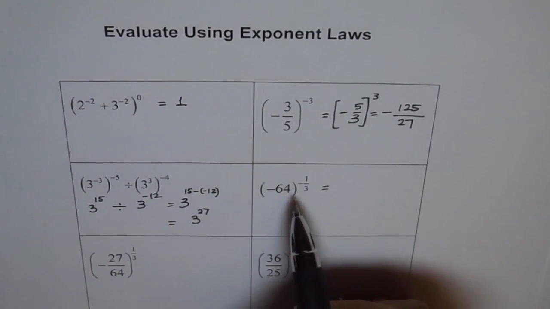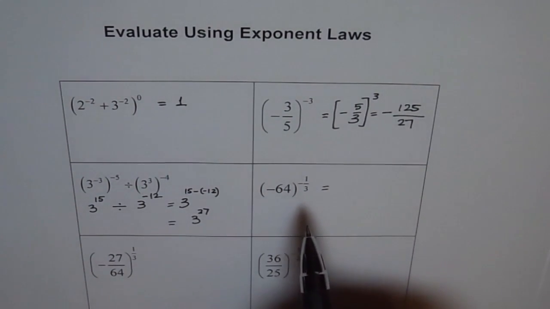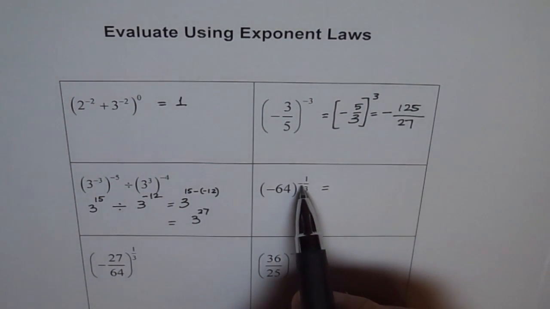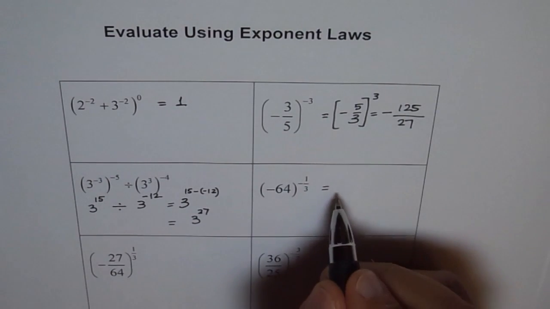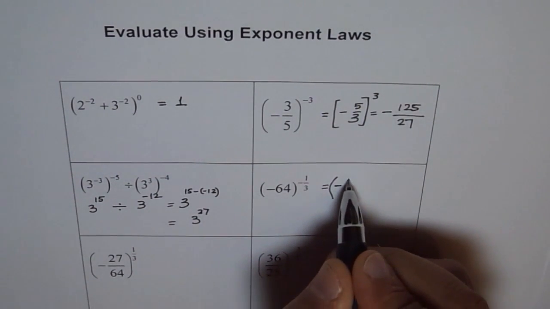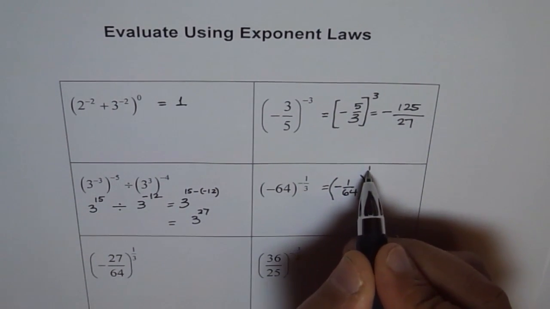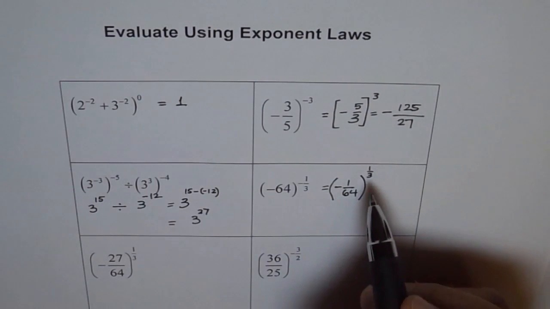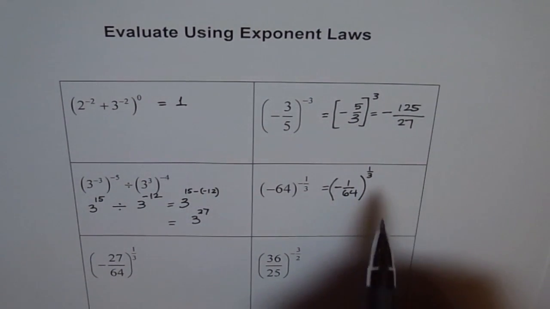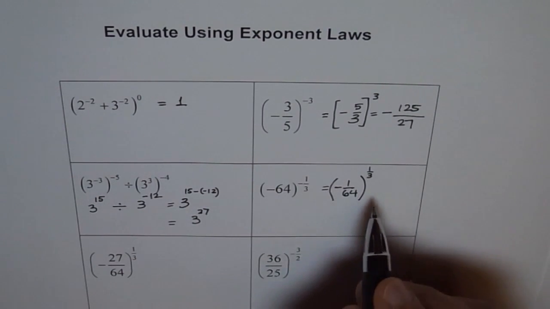Okay, here, minus, right? This is very similar to the previous one. So what we will do here is, minus means reciprocal, right? So we'll do first within brackets minus 1 over 64 to the power of 1 over 3, correct? So 1 over 3 means third root, okay? It's not to the power, third root, correct?